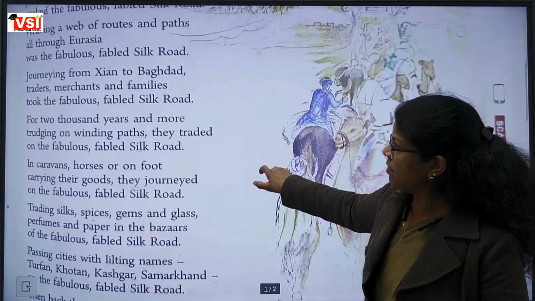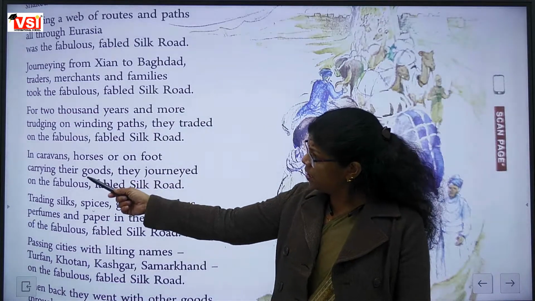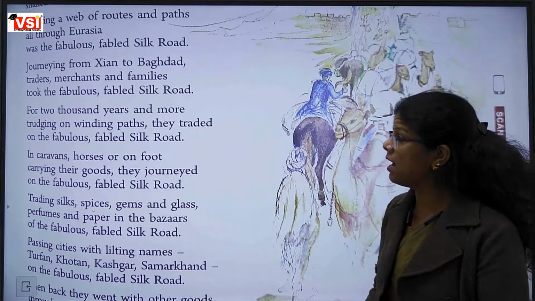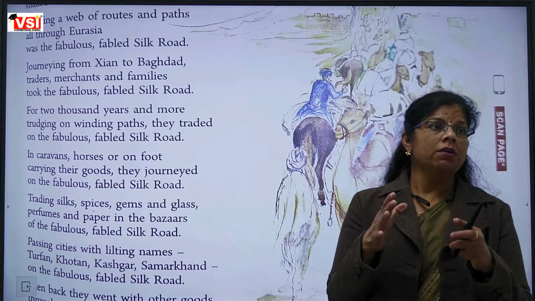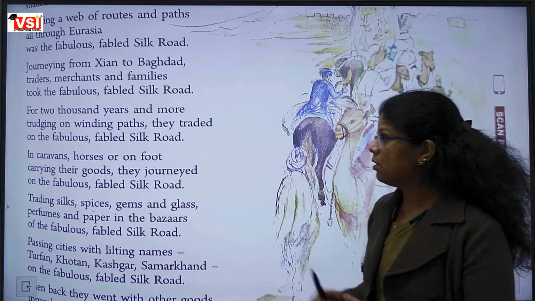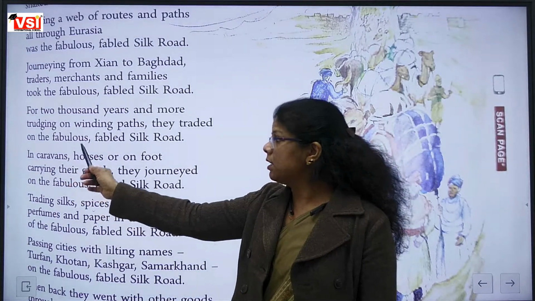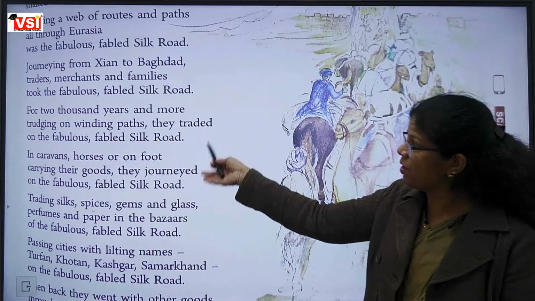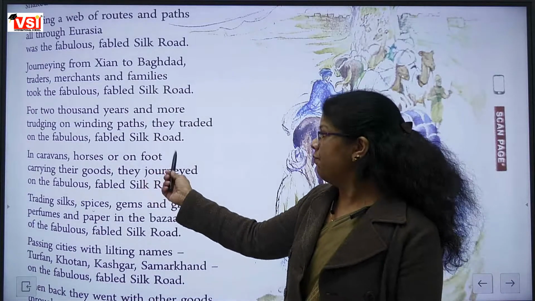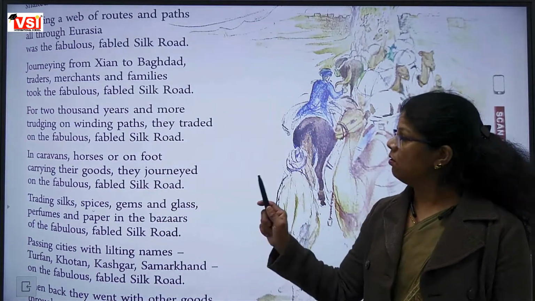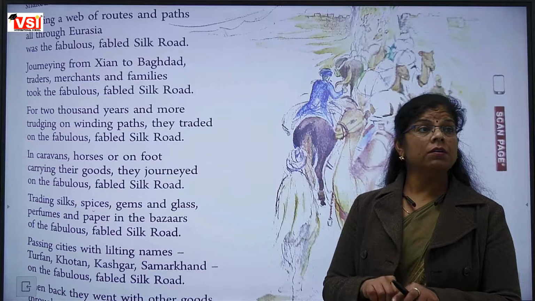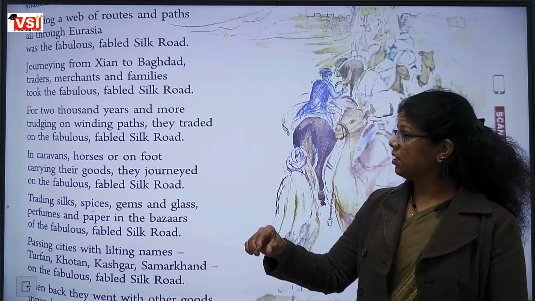Fine. In the next stanza it is told, "In caravans, horses or on foot," people were traveling in caravans. A caravan is a group of people who are traveling on horses, or you can say on camels also. So the group of people were moving in caravans, on horses or camels for their trading purpose, or on foot. And some of the people were walking on the road, carrying their goods. They were having their goods. Goods are the things which they were using for trading.